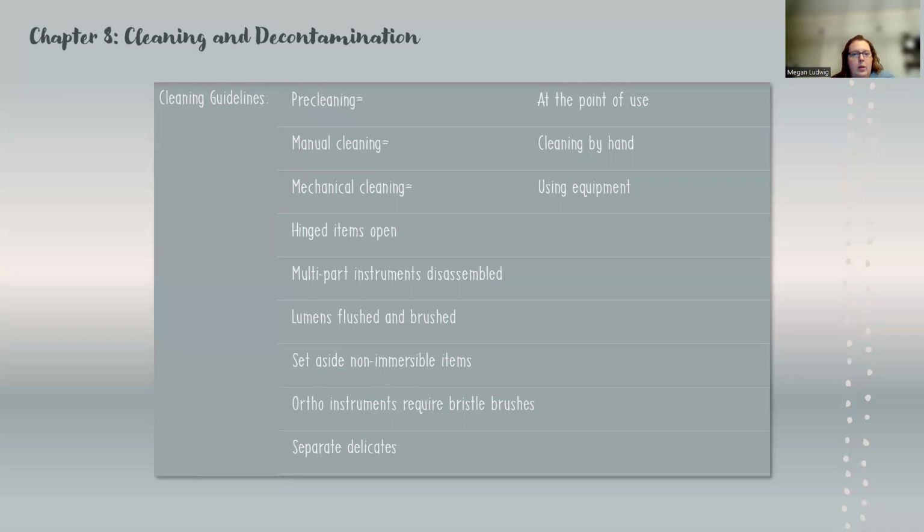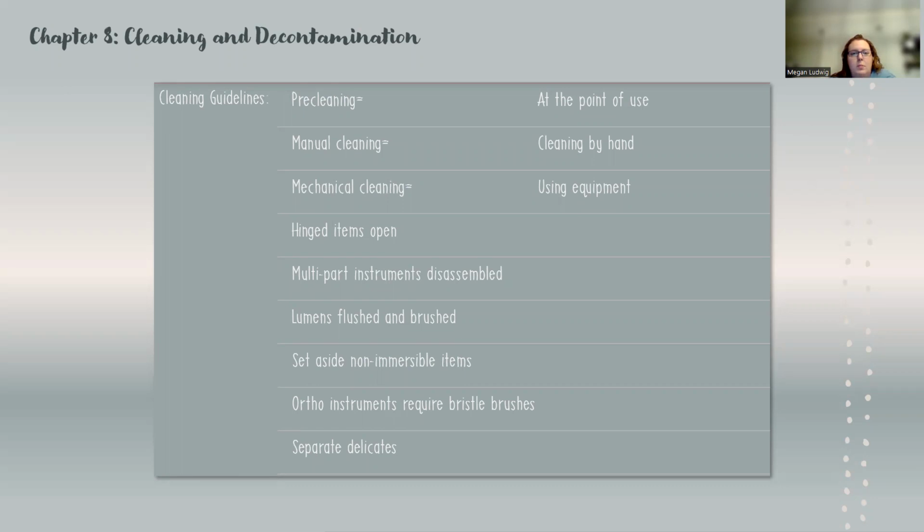So here's some other cleaning guidelines for just the cleaning process. So we've talked about point of use. This is considered a pre-cleaning process. You're cleaning it before you clean it, in a way. So as it's being used in the patient's room or in the OR or ER, it's getting wiped down. That's pre-cleaning. Then manual cleaning is what you're going to do by cleaning by hand.